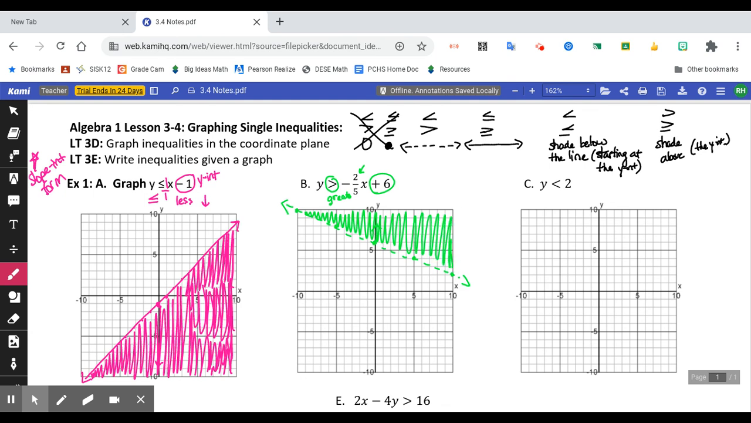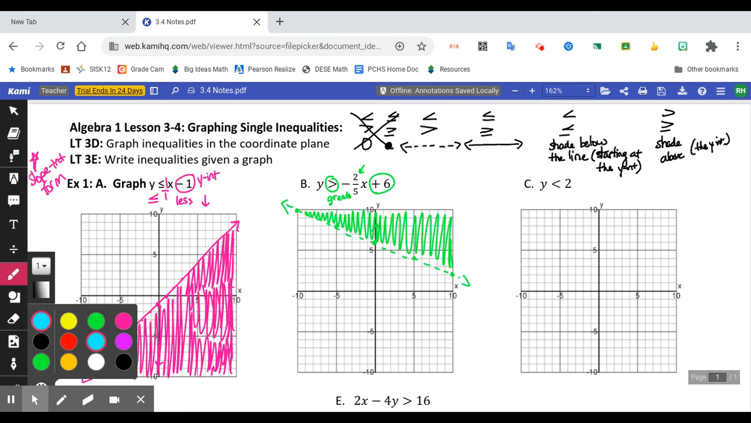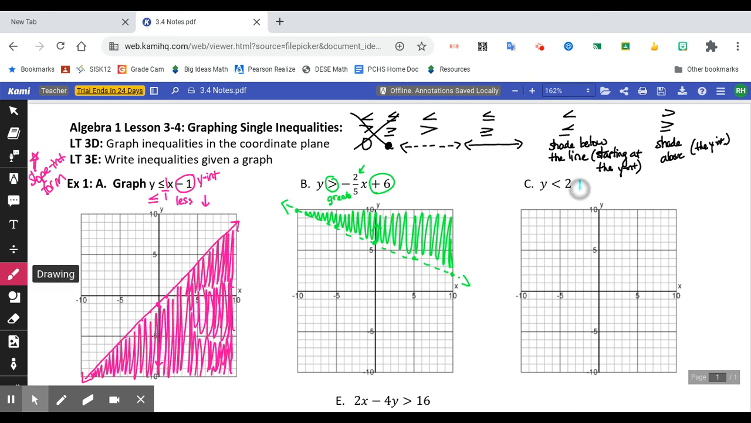Okay? All right, here we go. Next one. This is a special case. It is a HOY. So HOY means horizontal. So I'm going to start at 2 on the y-axis. Okay. Horizontal means left to right, and this symbol means I'm going to do a dash line.